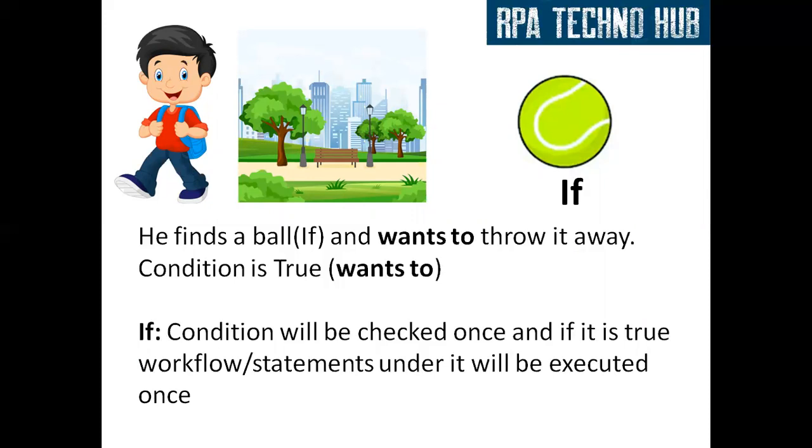So here, the ball can be compared with if in UiPath, wherein the if condition will be checked once, and if the condition is true, the workflow under it will be executed once. So if he wants to run this workflow over again, he will need to run the process all over again.